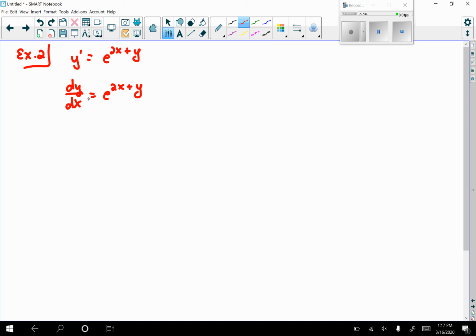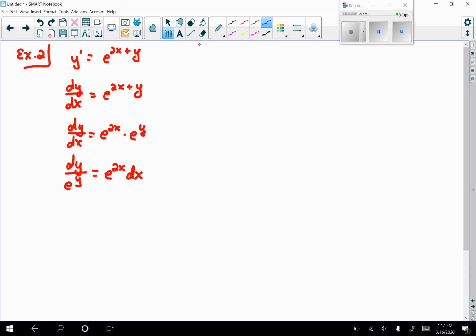The clue is what we did at the very end of the last problem. We can separate this using the laws of exponents. It becomes e to the 2x times e to the y. So if you were thinking that, nice job. Next, what we want to do is move the dx over to the right side, e to the y over to the left side. So I'm going to divide by e to the y, and then over here I'm going to multiply by dx.